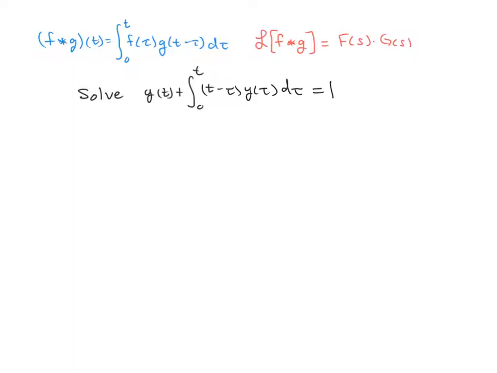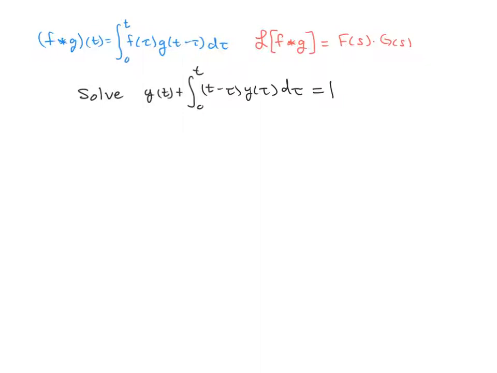All right, for this next example, we're going to use the convolution theorem to solve an integral equation. The idea is that we're trying to find a function y of t that makes this equation true if you were to substitute it into the equation. This is very similar to a differential equation where we use derivatives, but this time it's integrals.